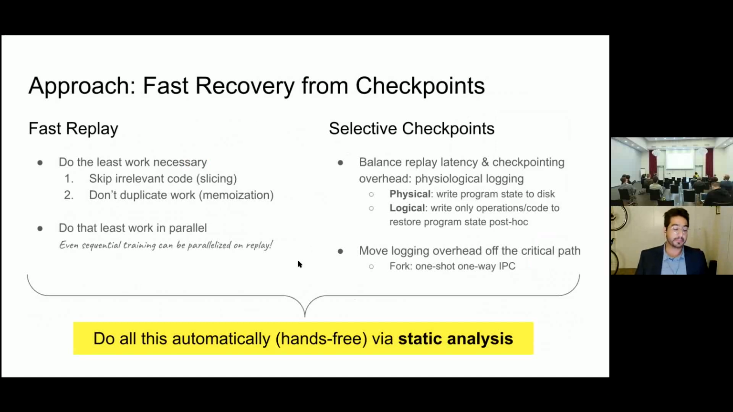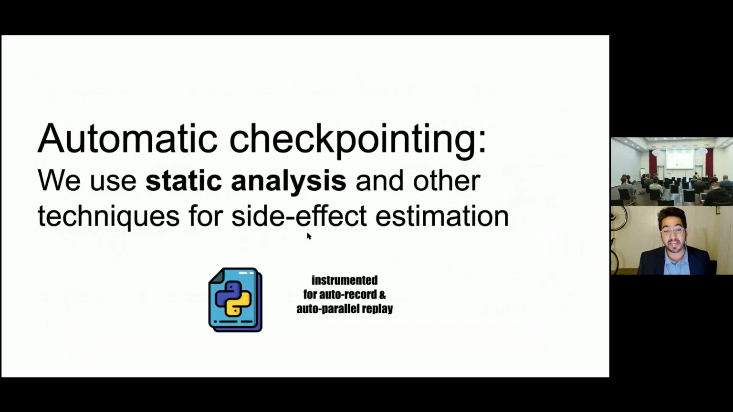And finally, in order to provide these benefits without a programming burden, we're going to perform static analysis and program transformation. In Python, static analysis is non-trivial. Python is a dynamic language and this is challenging. So we use a heuristic technique for side effect estimation, and then we do a confirmation, or a check, of the logs post hoc. So the instrumentation serves not only record purposes, but also auto parallelism. So we're able to auto-parallelize replay for hindsight logging.